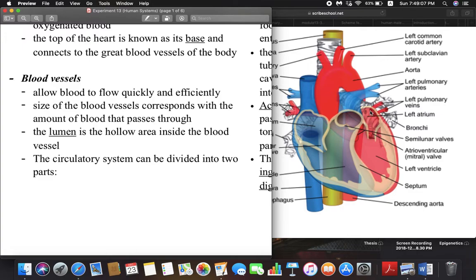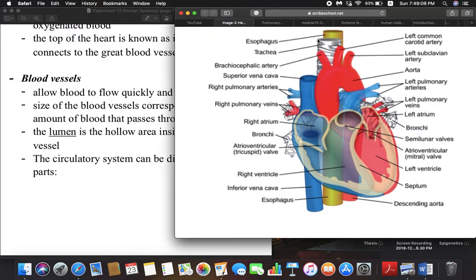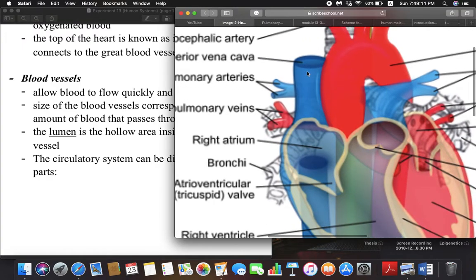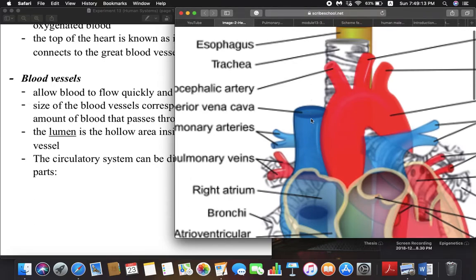The lumen is the hollow area inside the blood vessel. So as we can see here, the hollow or empty opening inside each blood vessel is known as the lumen. So this here is the lumen of the superior vena cava. This here is the lumen of the brachiocephalic artery, and so on and so forth.